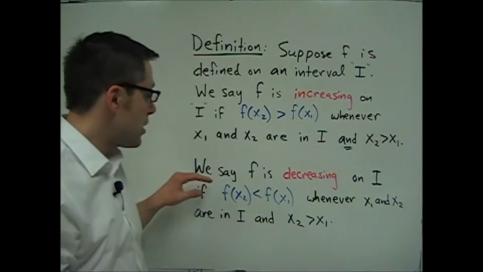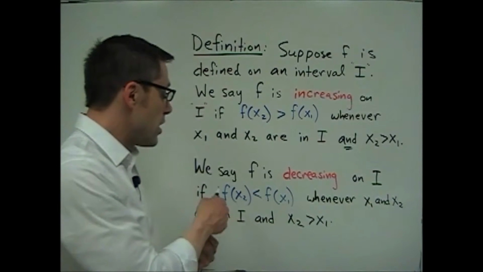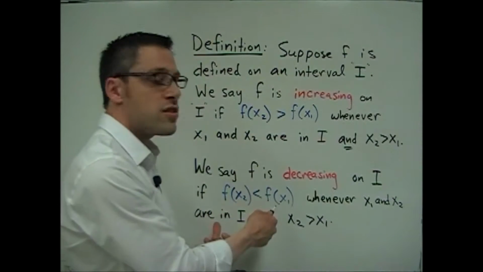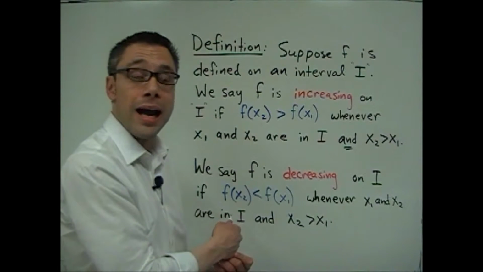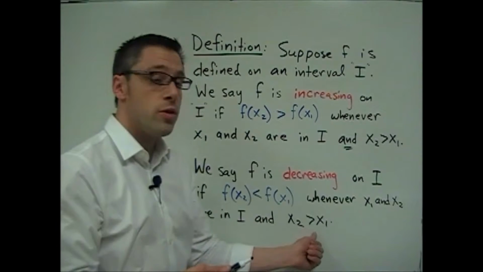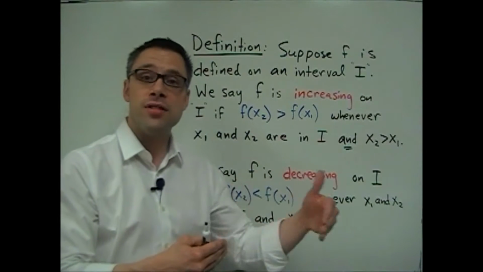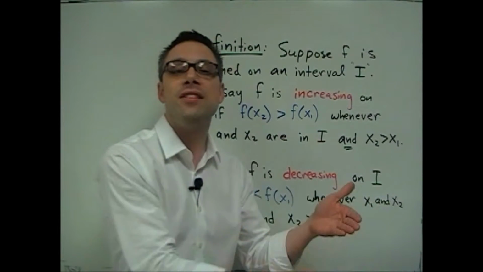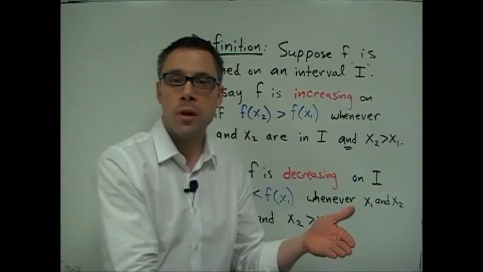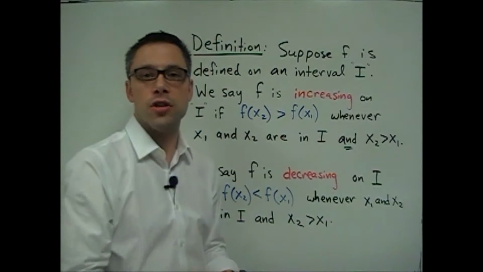And similarly, we say that f is decreasing on I with the same definition. That is, if f of x2 is now less than f of x1 whenever x1 and x2 are in the interval I, and, of course, x2 is bigger than x1. This again means that if we're increasing in x, the corresponding output or y values should be decreasing, going down. Let's look at an example to make sense of this definition.